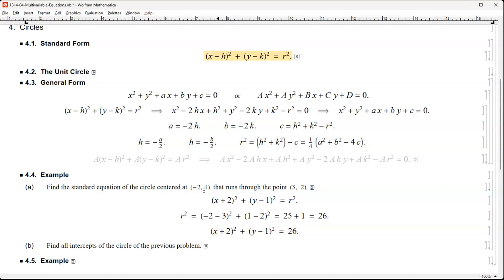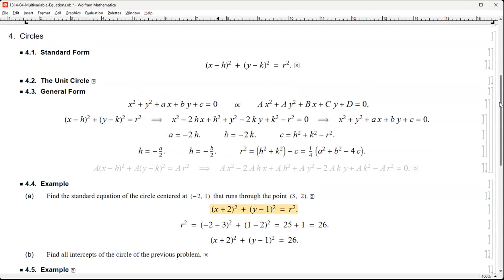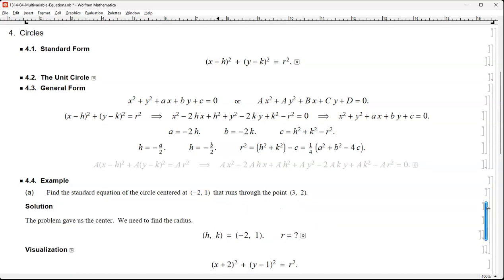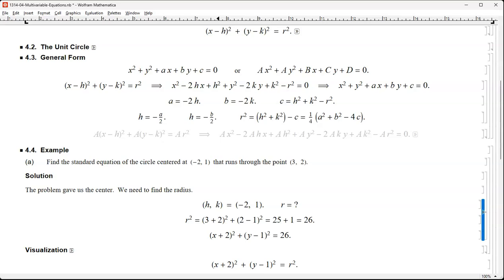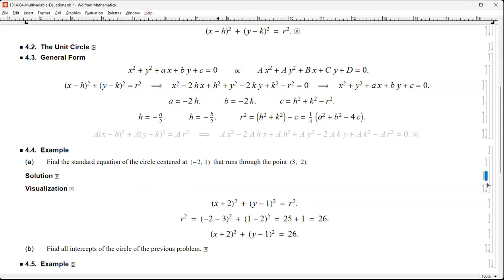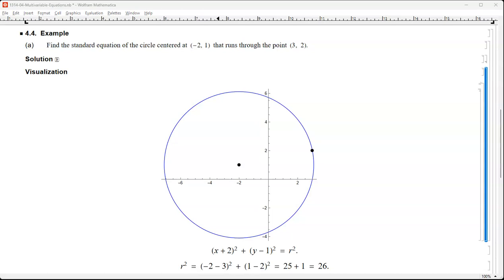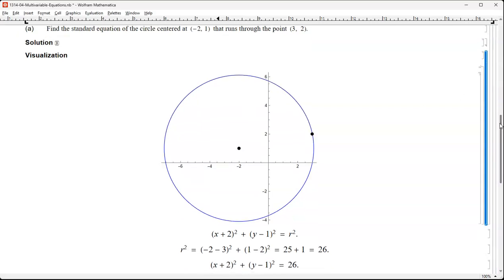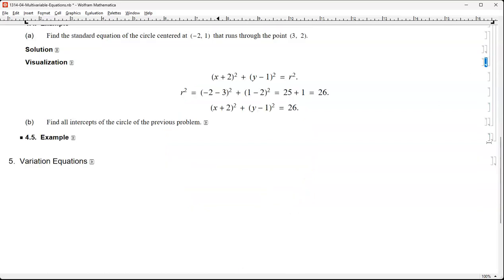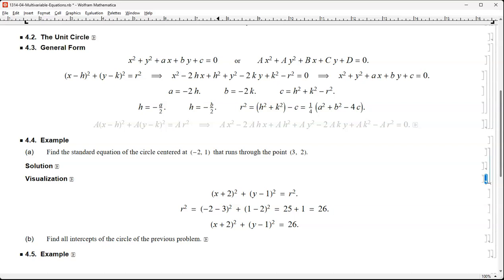From the standard form, we got the center, -2 and +1. The standard form comes with a negative, so we need the appropriate sign change. And then we find the radius by taking the distance between these two points. Let's see, do we have a picture? Well, (-2, 1) and (1, 2) here. Okay, alright. And visualizing this kind of picture using the Desmos graphing calculator, I'll leave that to you.